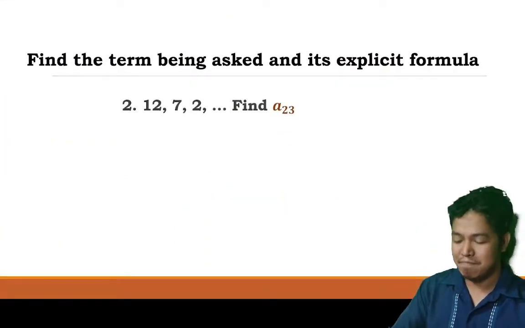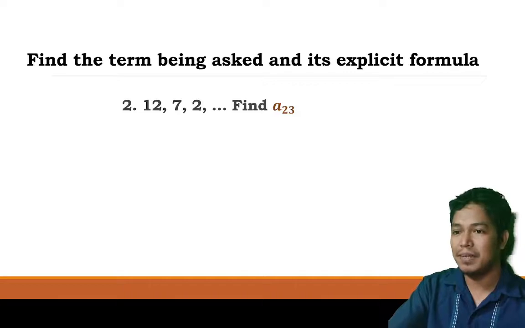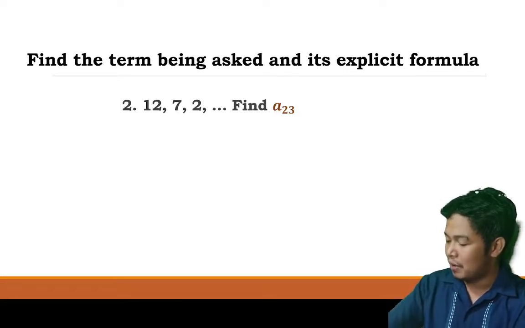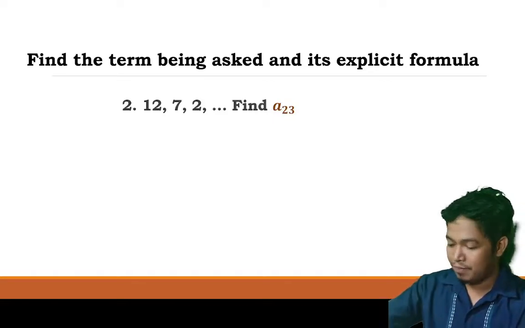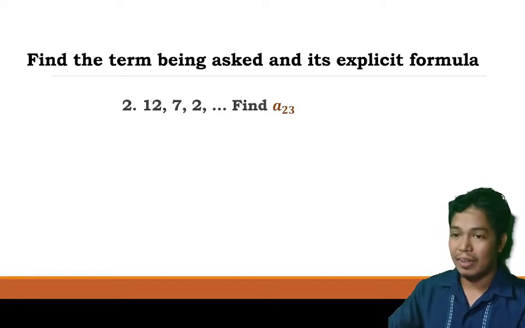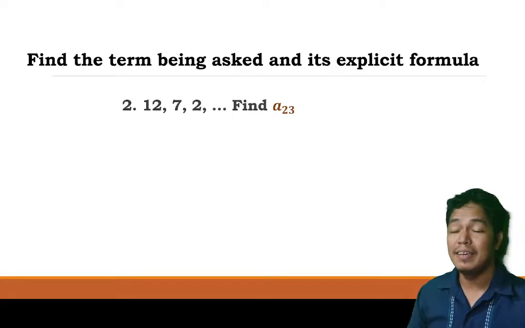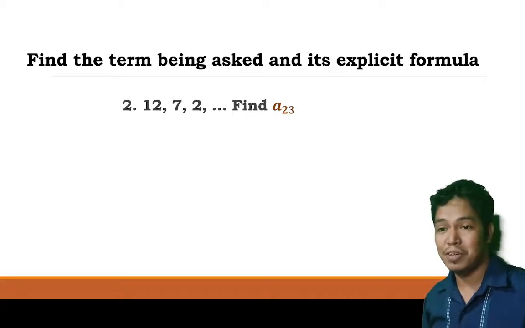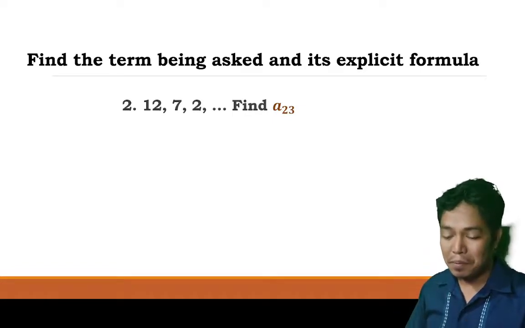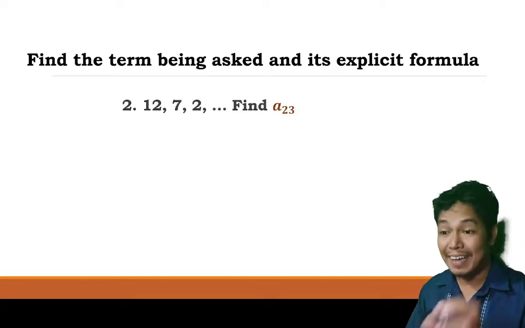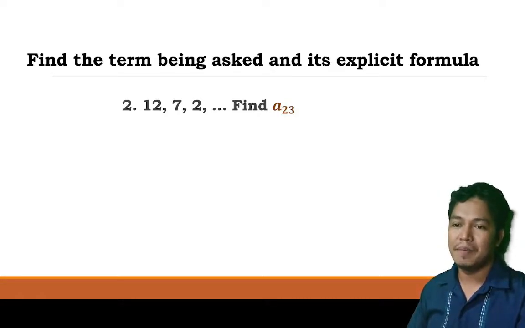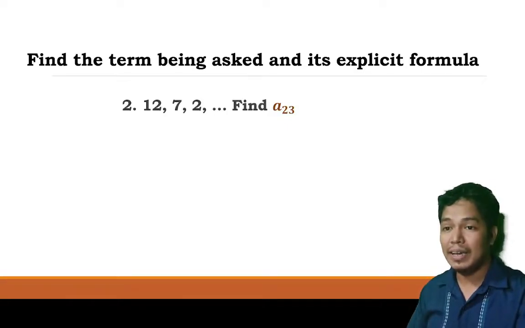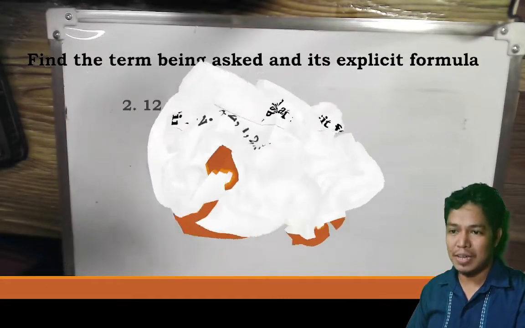Find the term a sub 23 and its explicit formula. Now, what did you notice about the terms? Okay, it is a descending arithmetic sequence, or pababa. So when it is pababa, we will have a negative common difference. So let us solve for a sub 23 and its explicit formula.